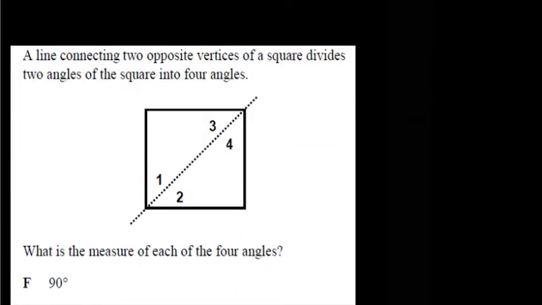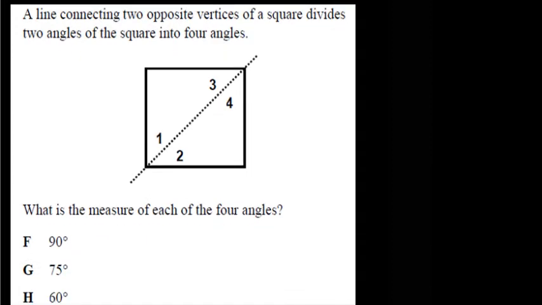All right, next question. A line connecting two opposite vertices of a square divides two of the angles of the square into four angles. So this is a square, and we know for squares that each of the angles are 90 degrees. And this line dissecting one angle to the next is only true for squares, not for any other quadrilateral. But for squares, if I draw a line from one vertex diagonally across to the other, I'm splitting that angle right in half.